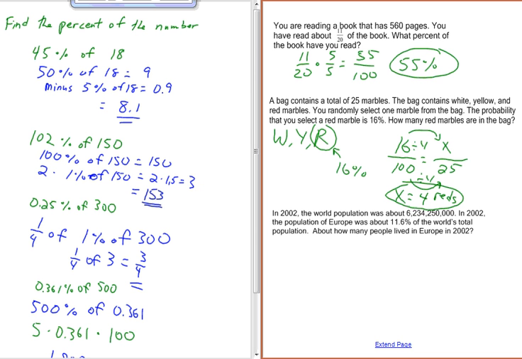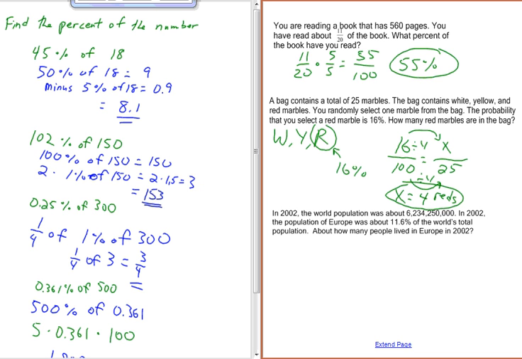All right, the next one, last problem of the day. In 2002, the world population was about, that's a big number, right? A very large number. And in 2002, the population of Europe was about 11.6% of the world's total population. About how many people lived in Europe in 2002?